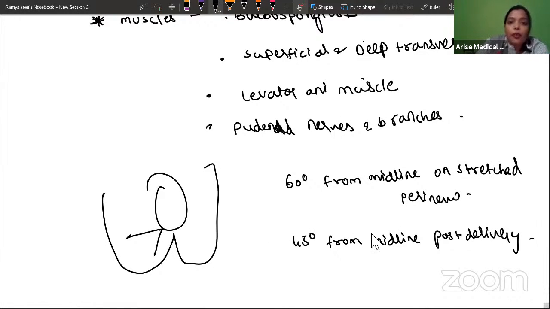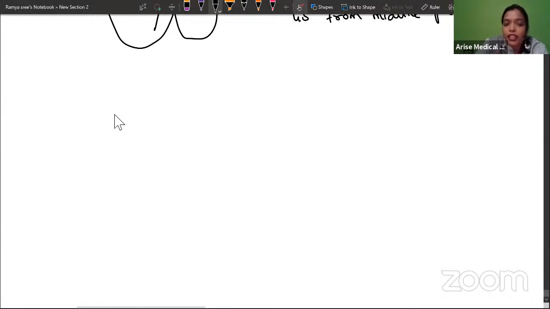And what are the components you have in the active management of the third stage of labor?